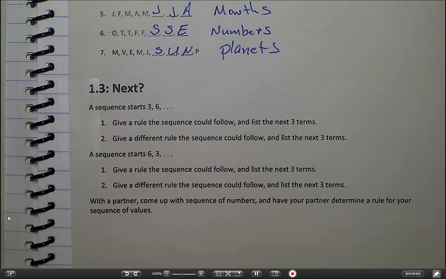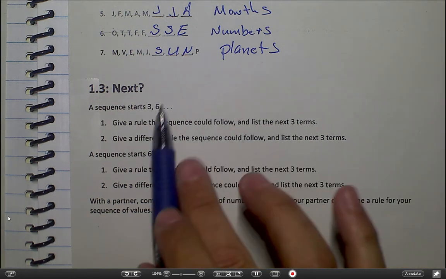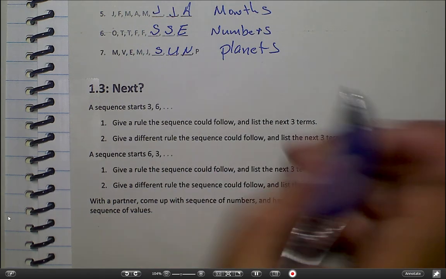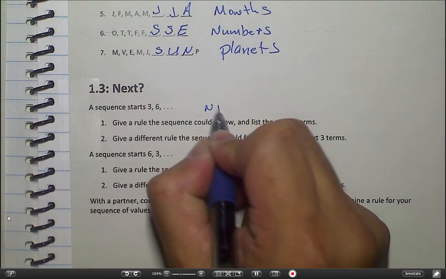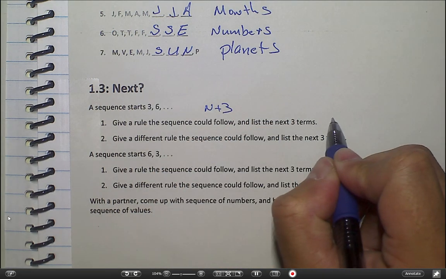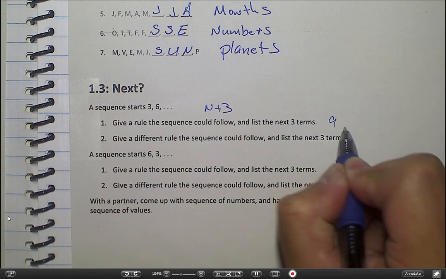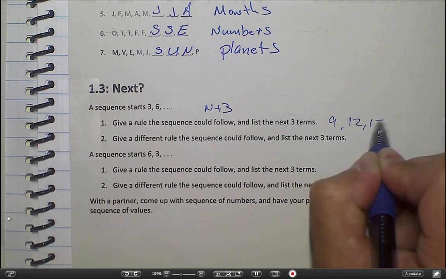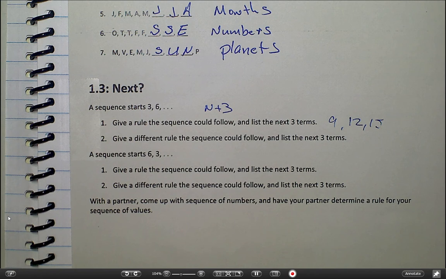One would be 3, 6, 9, 12. Okay, so you're saying just adding 3. Adding 3, so it'd be n plus 3, right? Yeah. And the next 3 terms would be 9, 12, and 15. Okay. All right, let's do the next one.